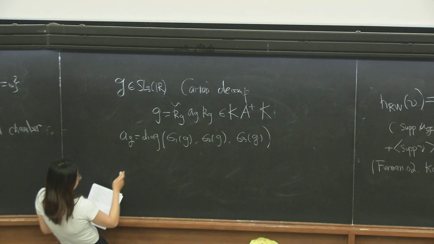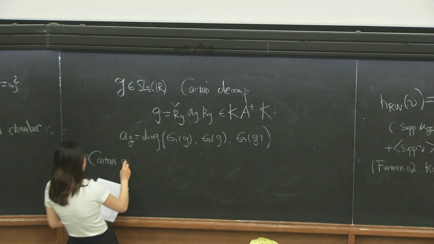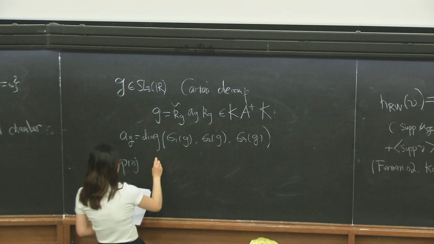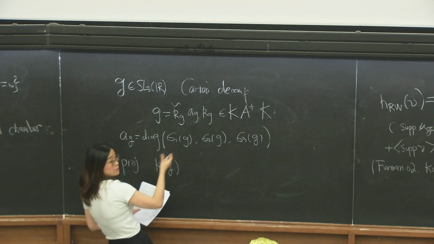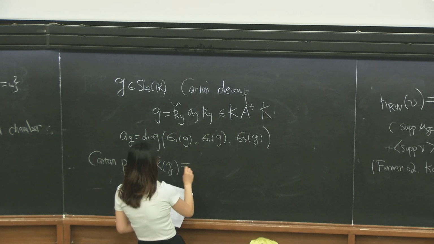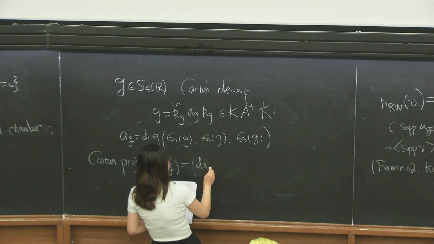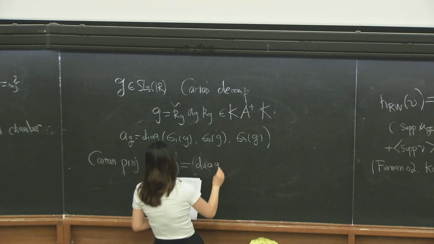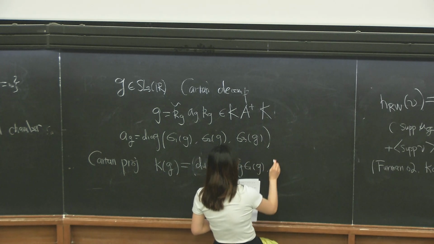And so now I also do a Cartan projection of g. So let's use the Cartan projection of g, which is to read the corresponding elements in the Lie algebra. So I read this log, so this is the diagonal log sigma 1 of g.